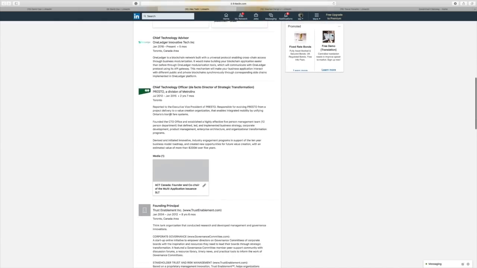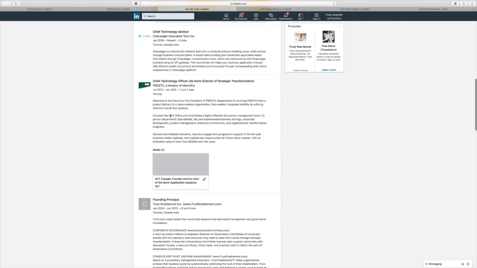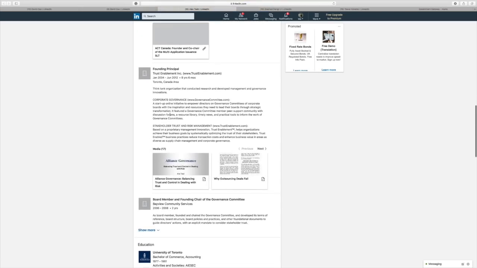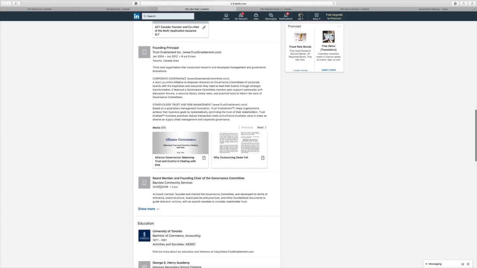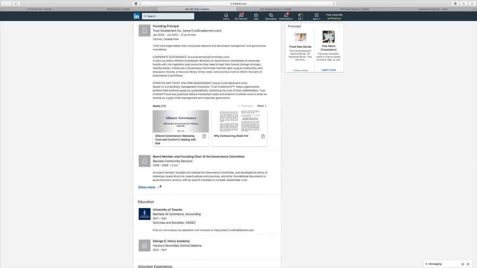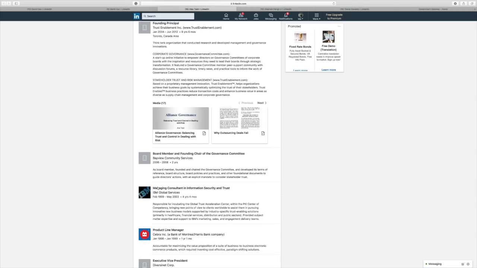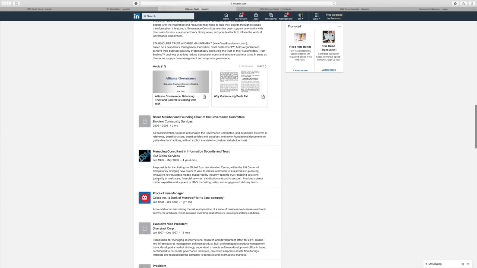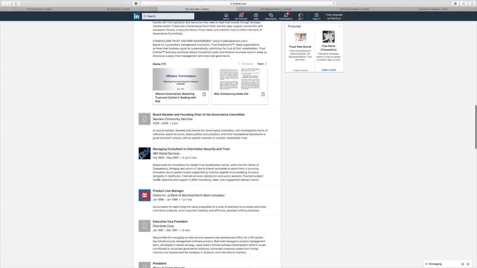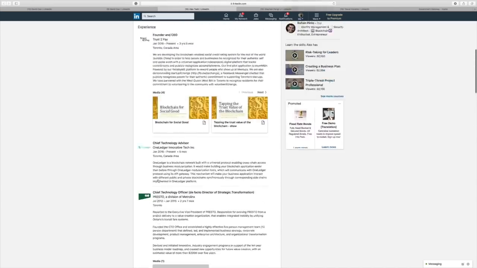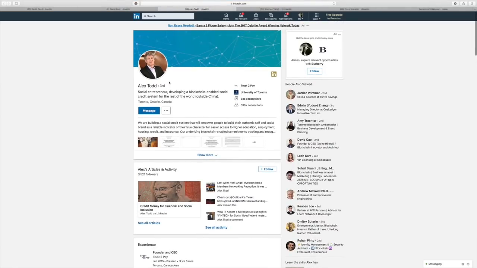And then if we have a look at some of his work history here, Chief Technology Officer, founding principal here, obviously a lot of stuff to do with dealing with risk and governance. So again, some great experience here in terms of what he brings to the table. And he's been a board member, managing consultant for different players such as IBM, Sabre as well. I mean, it's some good companies on here. So this is interesting. Quite like this guy actually. Seems to come with a lot of experience.